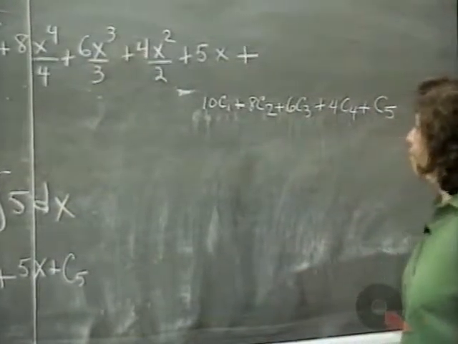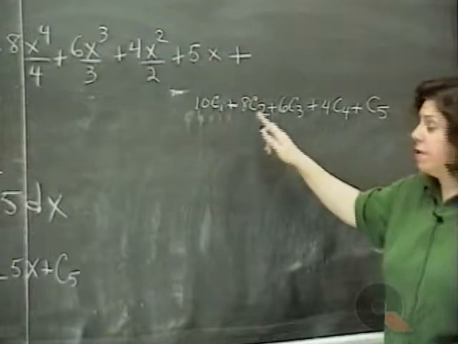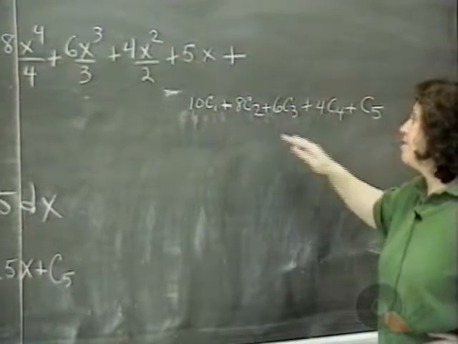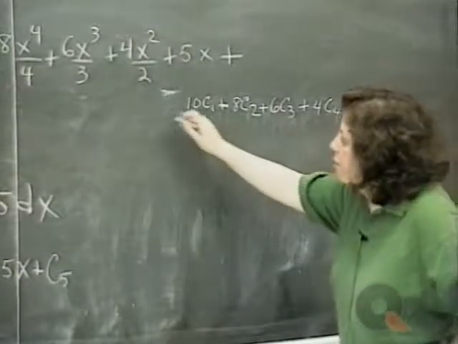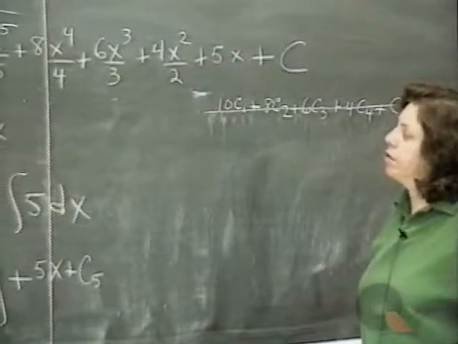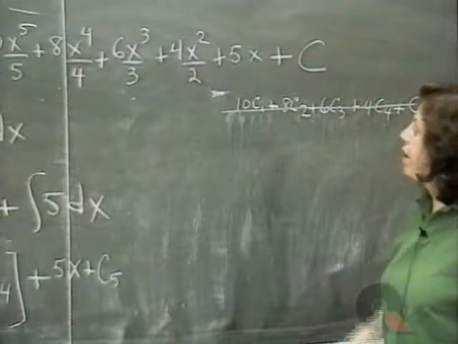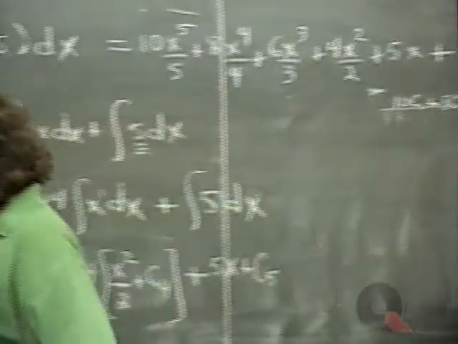And you know something? We don't have to bother with all these constants. What is this saying? 10 times some arbitrary constant, plus 8 times some other constant, plus 6 times a third constant, plus 4 times a fourth, plus a fifth. All of this could be replaced by just one simple plus c at the end of the problem. Okay? So we don't have to worry about the intermediary constants that we get.